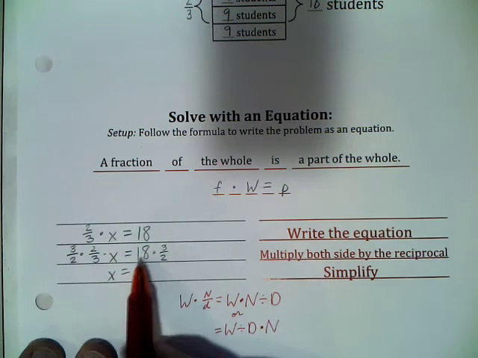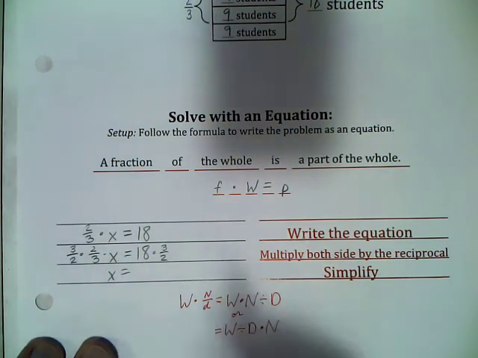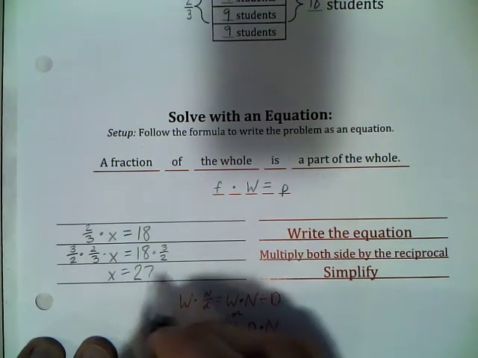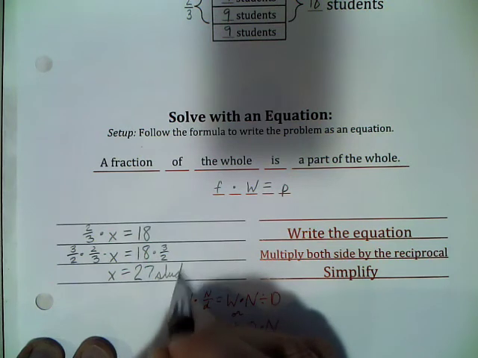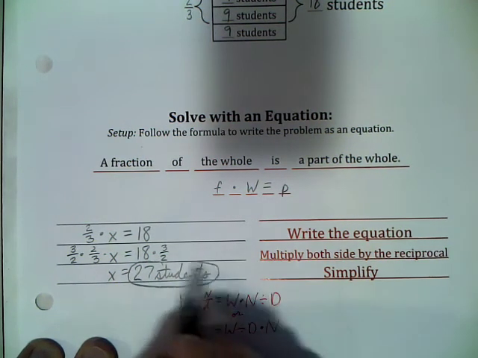So if I take a look here, I'm going to say 18 divided by 2 sounds nice and easy. 18 divided by 2 would be 9, times 3 would be 27. So there must be 27 students in the class.